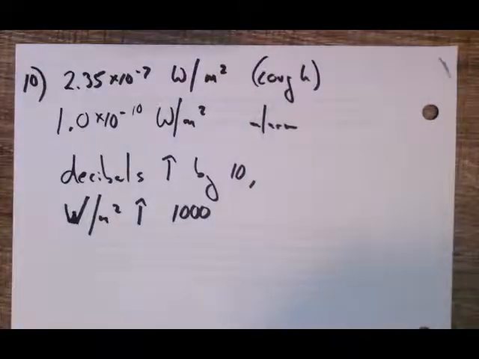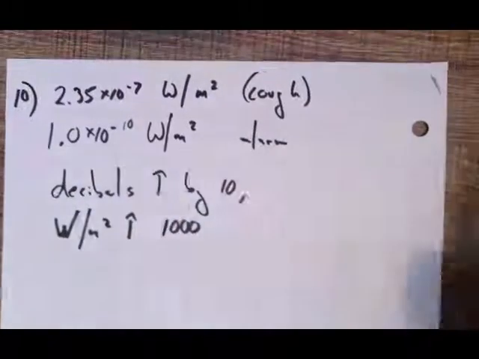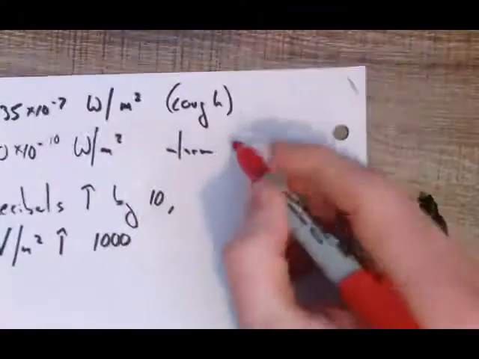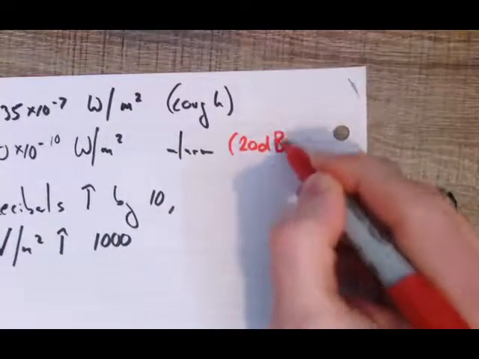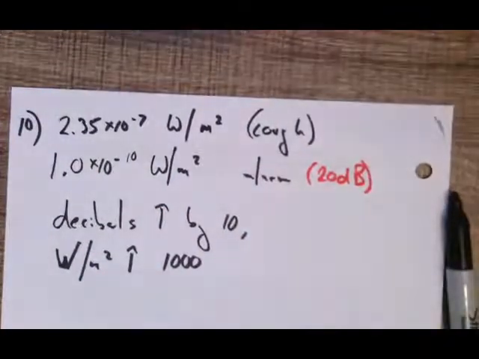Okay. Where were we? The question says the alarm will ring if the detected sound is 30 decibels greater than its detection threshold. So this is its detection threshold. Let's convert that to decibels, because that's what it's kind of messing with us about here. So 1 times 10 to the negative 10, which way am I going? That's 20 decibels. This right here is 20 decibels. This, 2.35 times 10 to the negative 7, I'm just going to look at 10 to the negative 7.